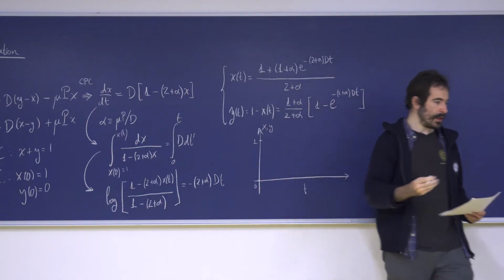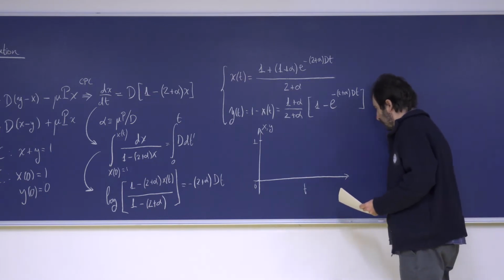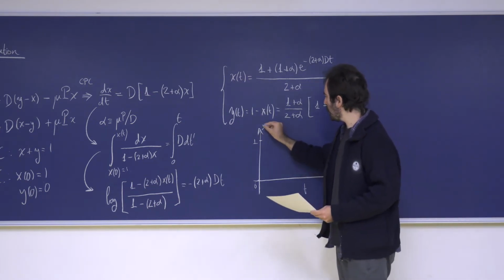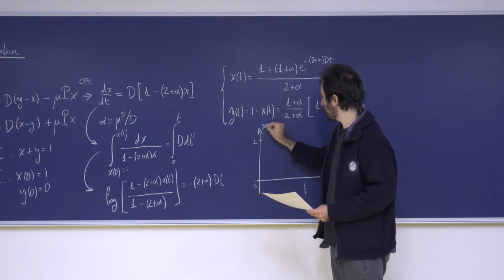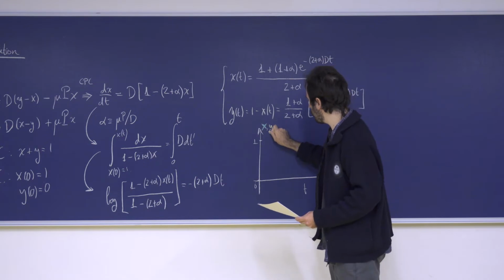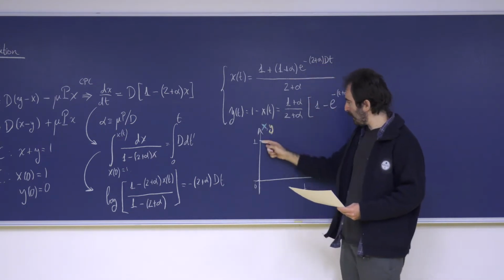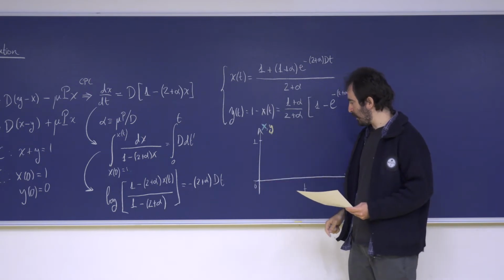Okay, I'm going to use colors for this. So let me use these two colors. For example, x is going to be drawn in blue, and y is going to be drawn in yellow. Great. We know that x will start here, y will start right here.